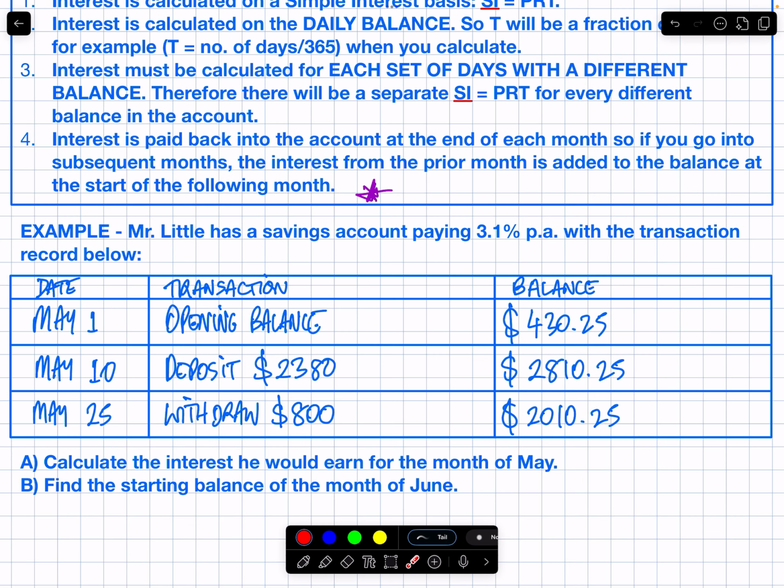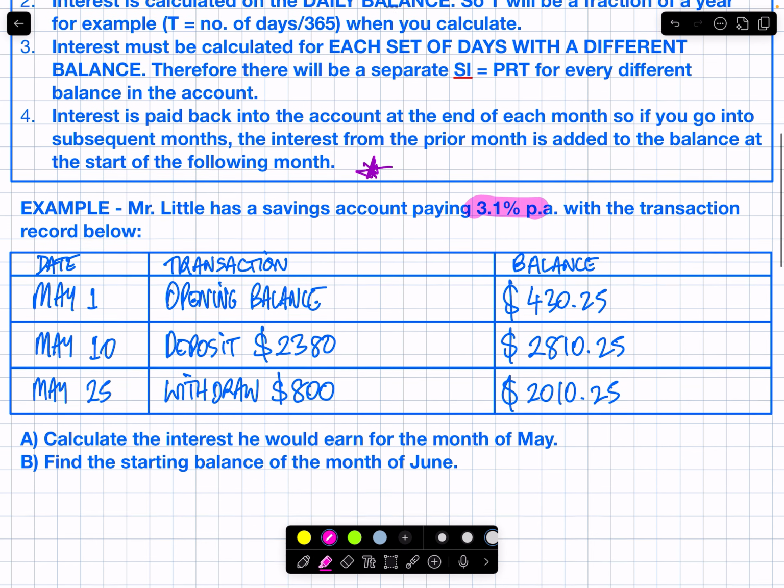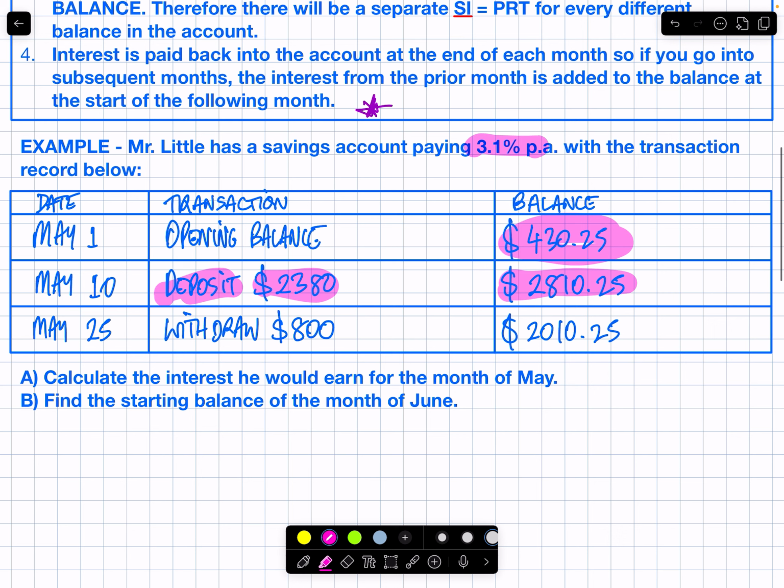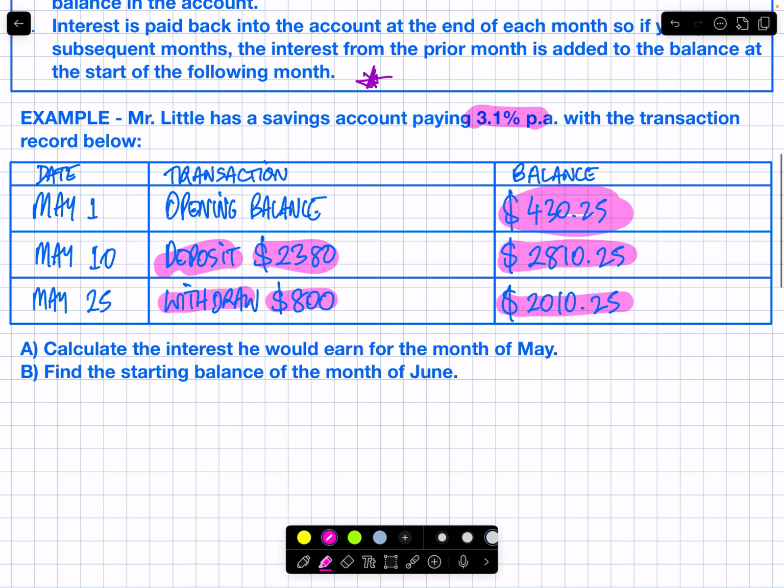Mr. Little has a savings account paying 3.1% per annum with a transaction record below. So on May 1st, the start of May, he had $430.25. On May 10th, he put $2,380 in there. That was a deposit. So his balance grew to $2,810.25. But then on May 25th, he withdrew $800, so it shrank down to $2,010.25. Calculate the interest he would earn for the month of May to start off with A.